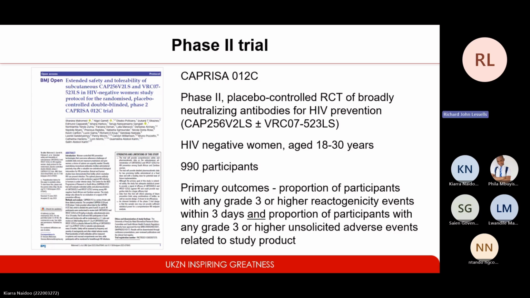So now we're dealing with almost 1,000 participants. So you can see quite a jump from 42 in the phase 1 study to now almost 1,000. And here, again, our main outcome is about safety. It's whether anyone has a very severe reaction to the injection or any other serious adverse event related to these antibodies. So do you think that this is going to tell us for sure whether these antibodies are safe?